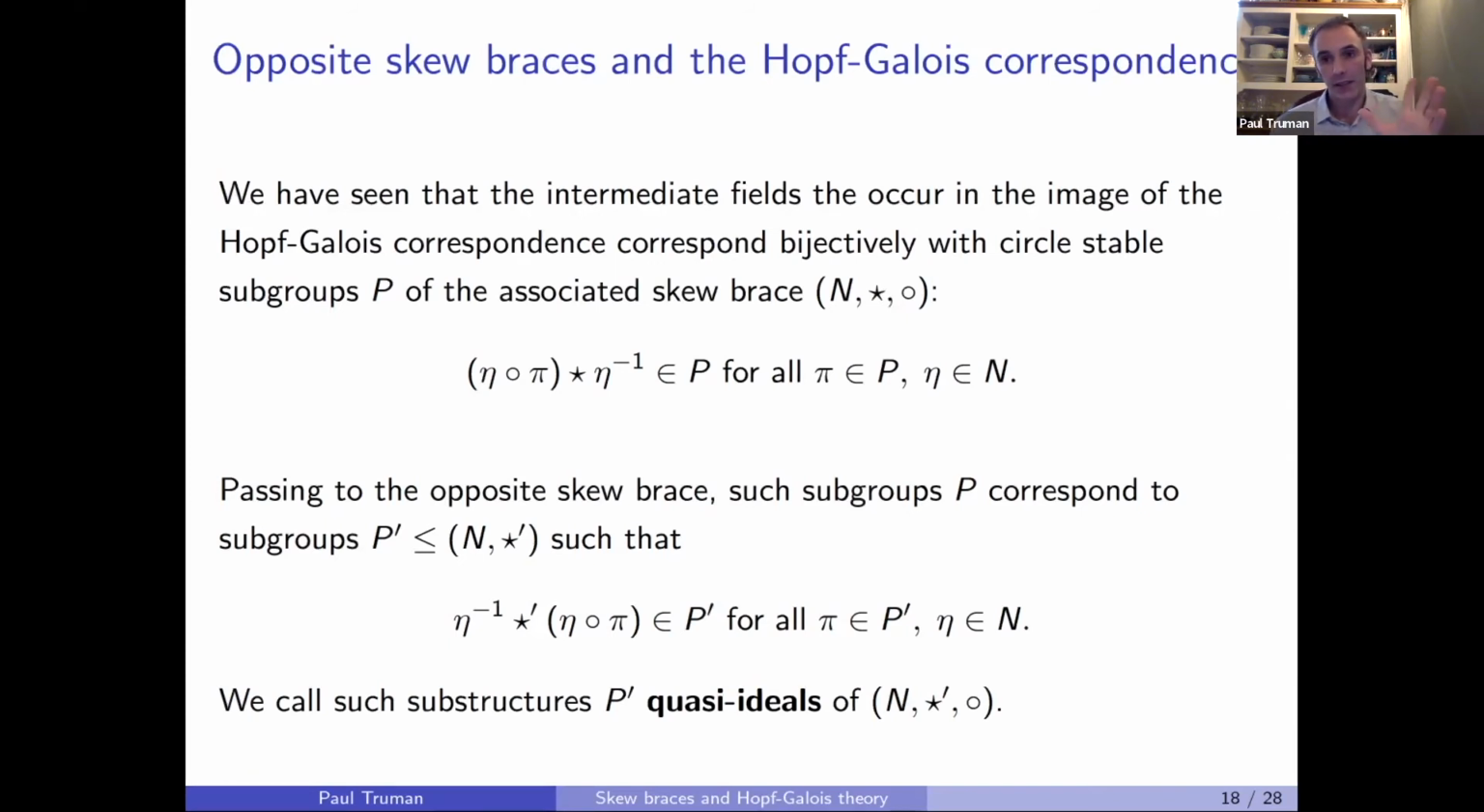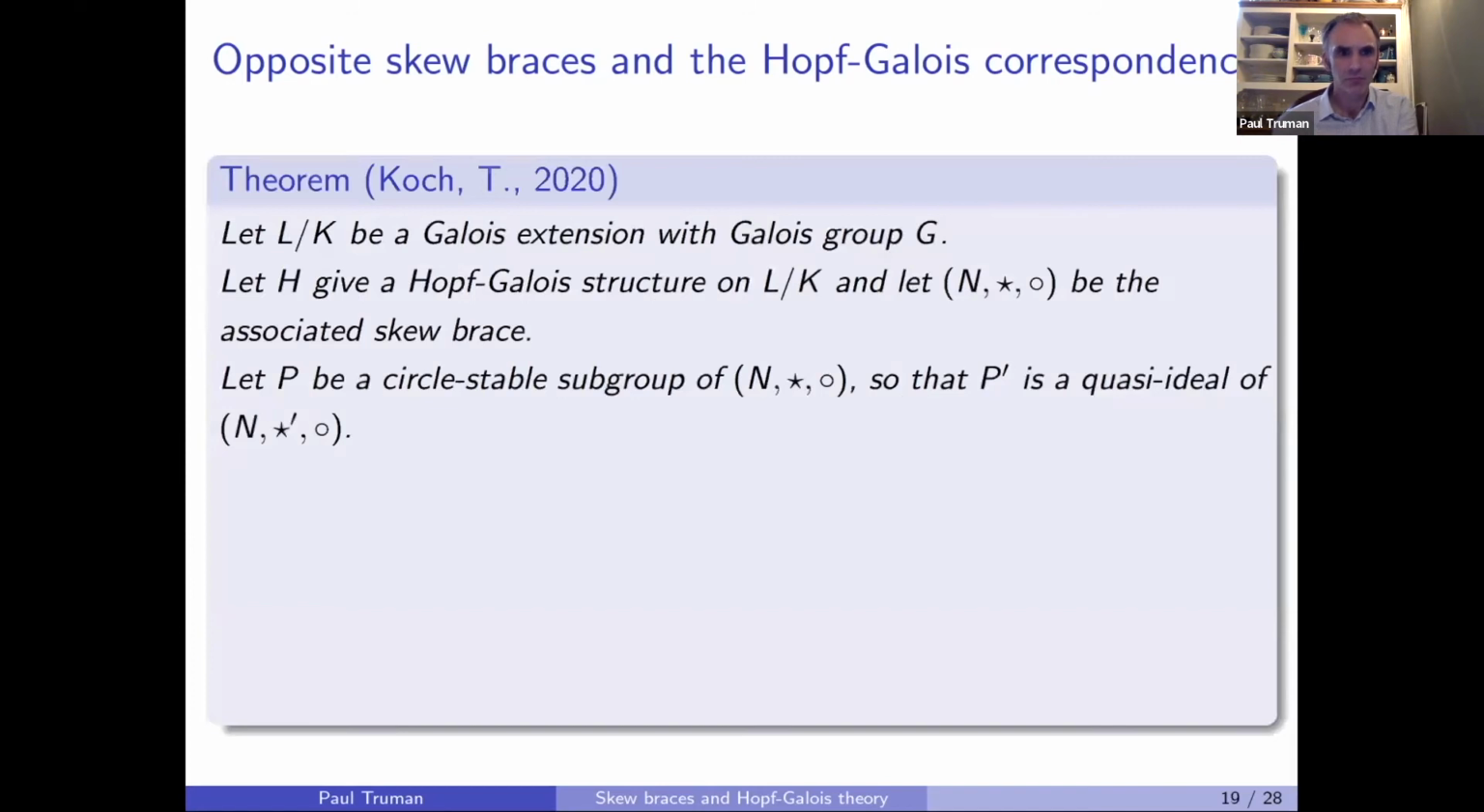So I guess the motivation, or the slight advantage here, is that when you bounce over to the opposite skew brace instead of the original one, this condition that tells you about the intermediate fields in the Hopf-Galois correspondence starts to look a lot more like some familiar substructures of skew brace. So this is a theorem from our paper about opposite skew braces.